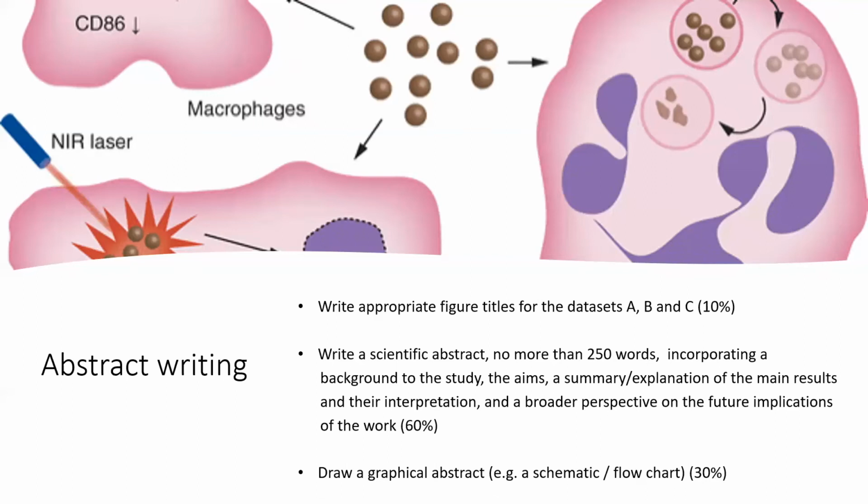They have to write appropriate figure titles for each of the panels, then produce a 250-word abstract that incorporates the background and the aims to the study and their interpretation of the data. And they also have to produce a graphical abstract, which is a really nice creative way of solidifying their understanding of the data and some of the concepts and principles represented by that data. So this is our first example.